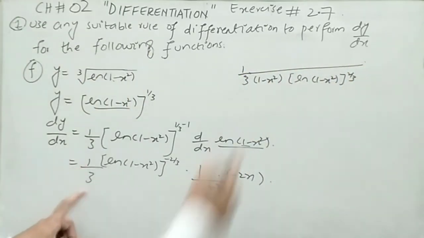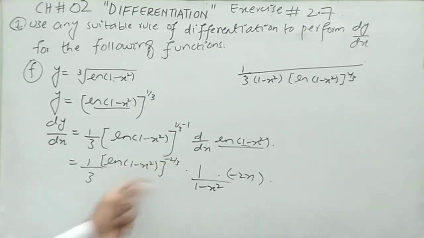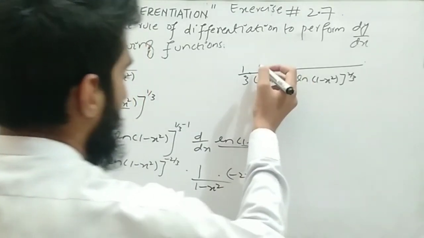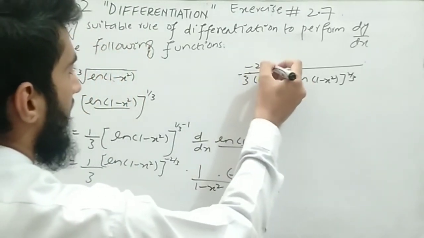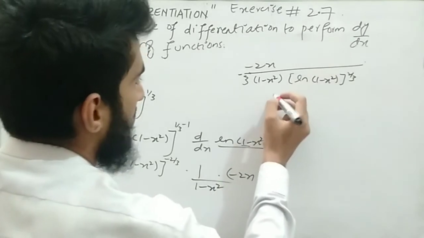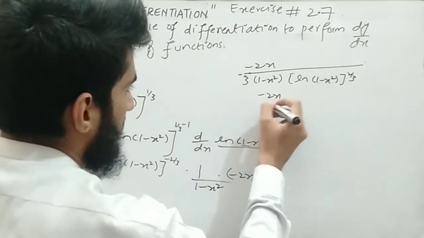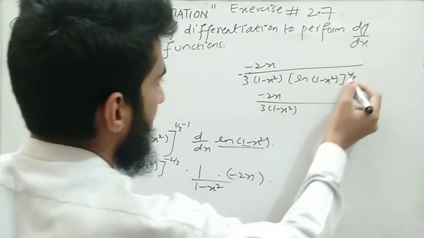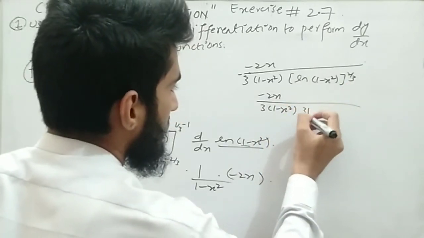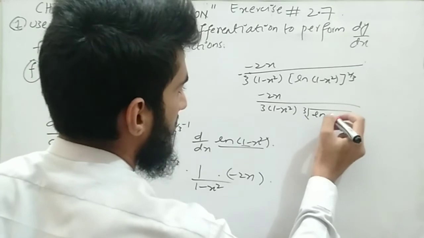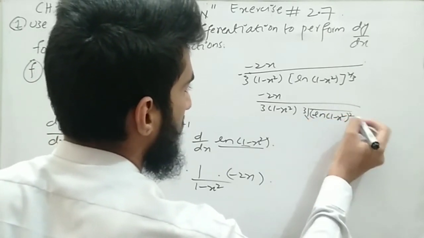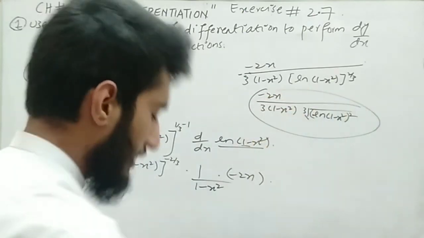After this, 1 over 3, 1 minus x square, this term comes to the denominator, and here we have minus 2x in the numerator. So it becomes minus 2x divided by 3 into 1 minus x square. This can be written as cube root of ln of 1 minus x square whole raised to the power 2. So this is the required derivative.